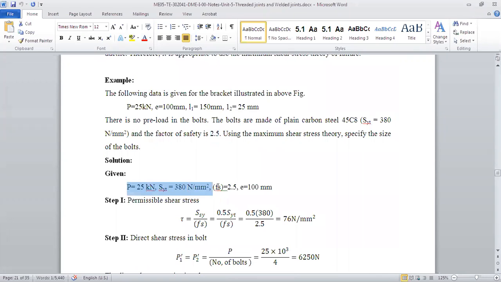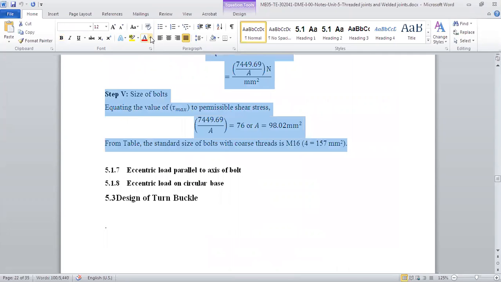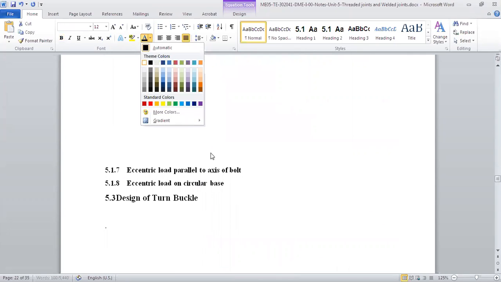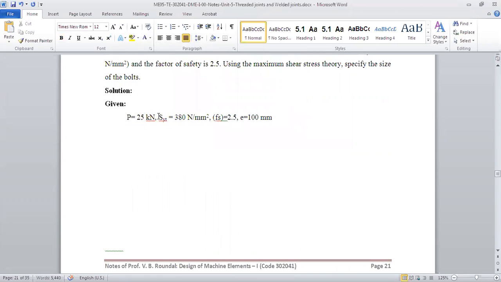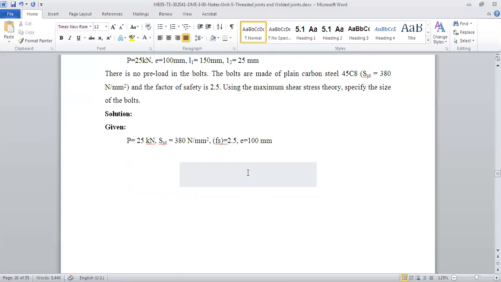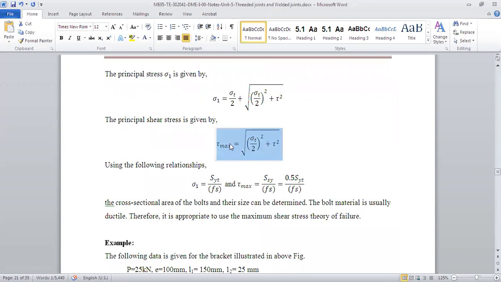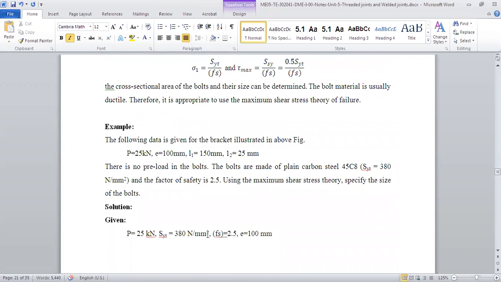Here also the load and SYT are noted down. Let me just change the color so that we go step by step. We are given a load of 25 kilonewton, SYT 380. Divide this SYT by a factor of safety 2.5 to get the allowable tensile stress, sigma t, and then multiply that by 0.5 to get the allowable shear stress. So we can get both of these stresses using these two.